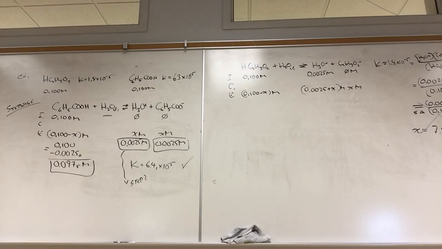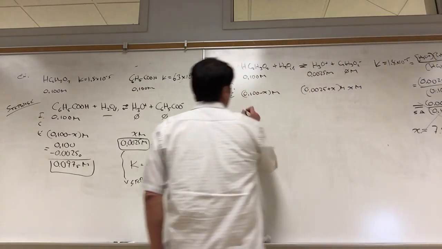If I did it correctly, it's 5.805 times 10 to the negative 4. All right, 5.80 times 10 to the negative 4. Is that what you got too? Good.